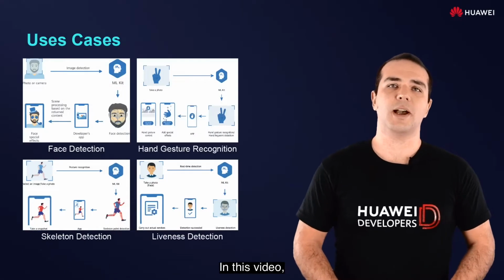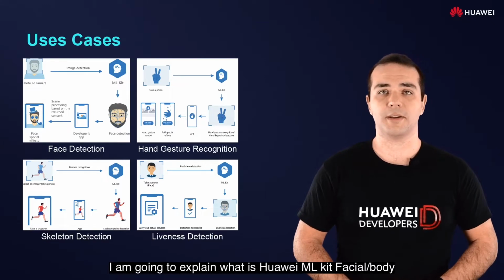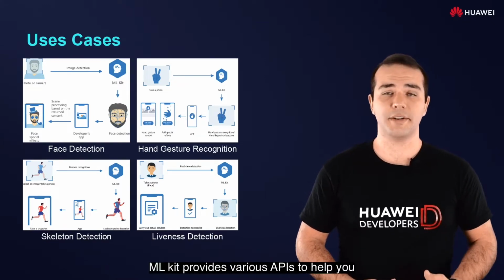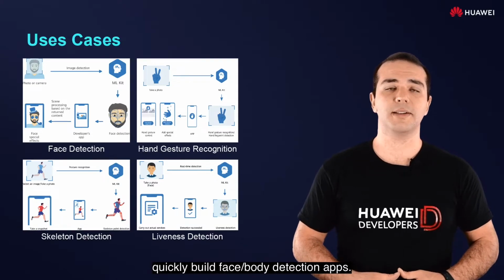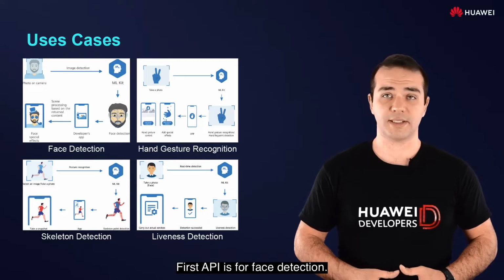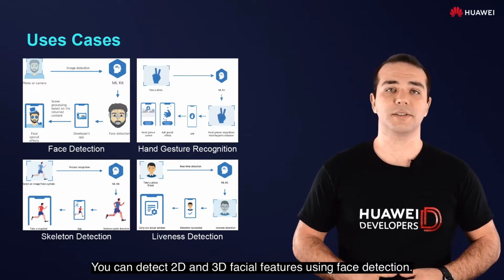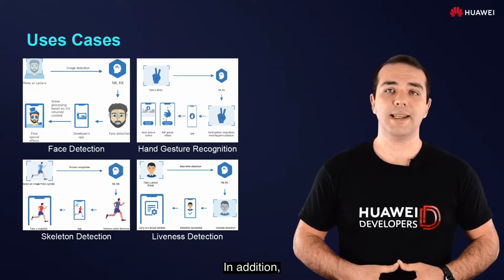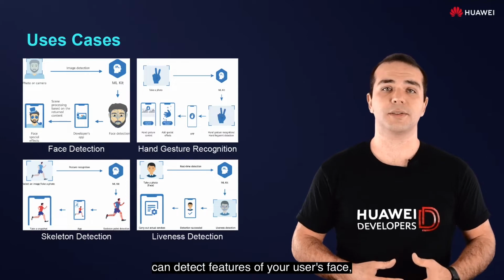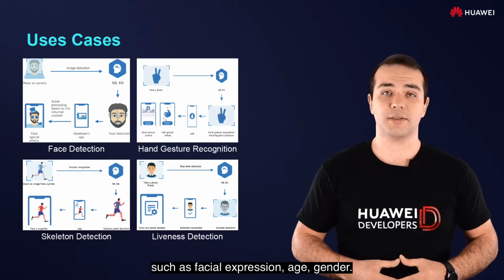In this video, I'm going to explain what is Huawei ML-Kit Facial and Body, and how to integrate it. ML-Kit provides various APIs to help you quickly build face-body detection apps. First API is for face detection. You can detect 2D and 3D facial features using face detection. In addition, the 2D face detection feature can detect features of your user's face, such as facial expression, age, gender.